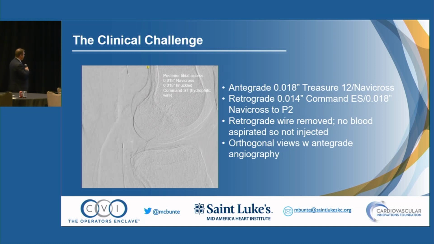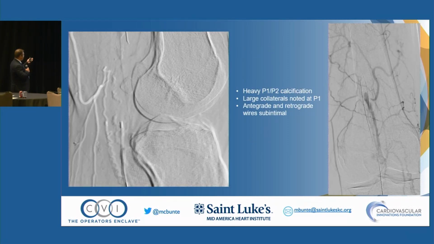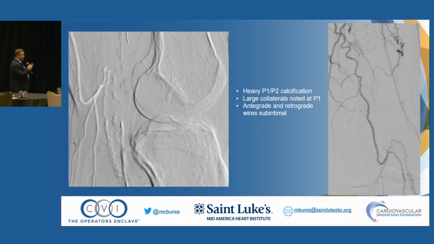It's the lateral behind-the-knee look. So I've got an antegrade Treasure 12 and Navicross and a retrograde Command ES and an 018 Navicross. The retrograde wire was removed, and I like to aspirate, and if there's no blood, it often means you're not in the artery, so there's no point in injecting because you're just going to stain the adventitia. I took orthogonal views with antegrade angiography, and this was the lateral. I didn't see much here, but clearly both wires are out of the artery.